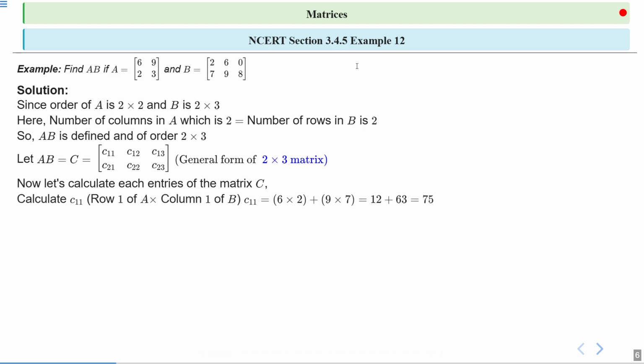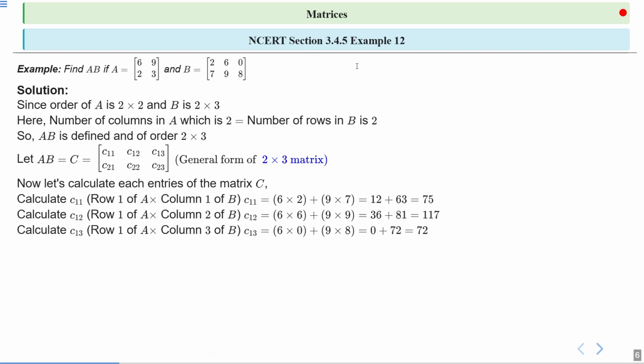So to find C11, we take the first row of matrix A and the first column of matrix B. So we calculate C11 as 6 into 2 plus 9 into 7, which is equal to 12 plus 63, right, which is equal to 75. Now calculate C12, row 1 of A into column 2 of B, which will be equal to 6 into 6 plus 9 into 9, which will be equal to 36 plus 81, right, which will be equal to 117. Now C13 will be 6 into 0 plus 9 into 8, which is equal to 0 plus 72, which is equal to 72. Similarly, C21 will be equal to 4 plus 21, which is equal to 25.